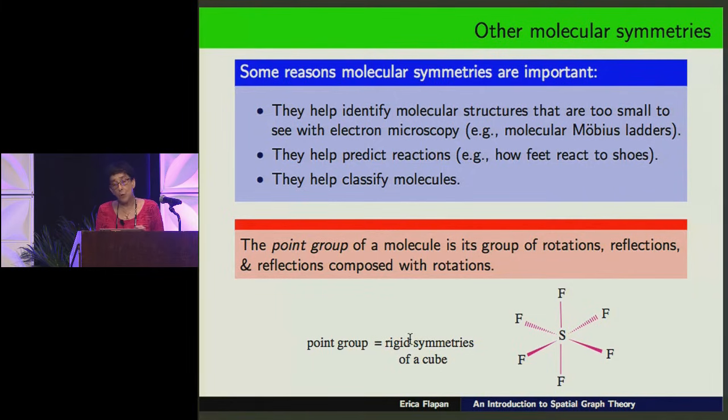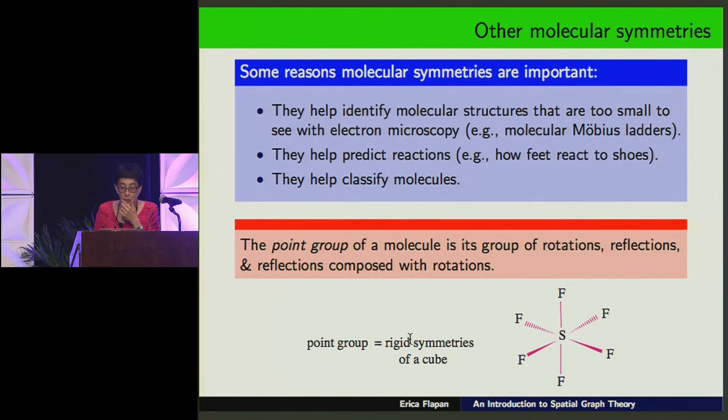All right, so one way that chemists like to classify symmetries is with what's called the point group. So the point group is the group of rotations and reflections composed with rotations. So these are the rigid motions of the graph.